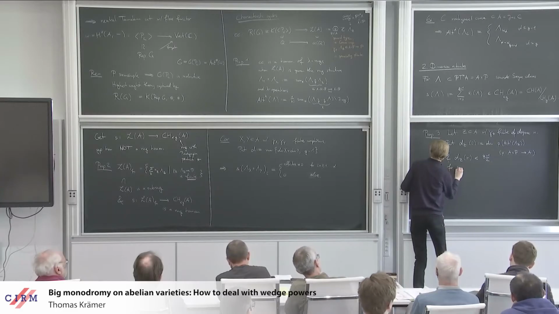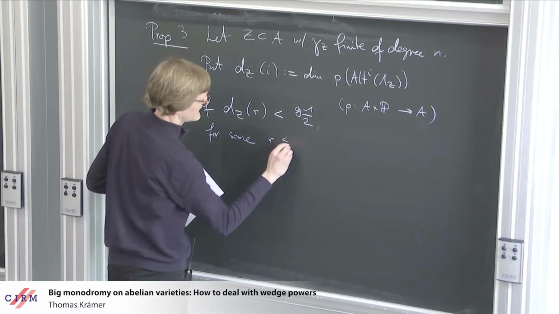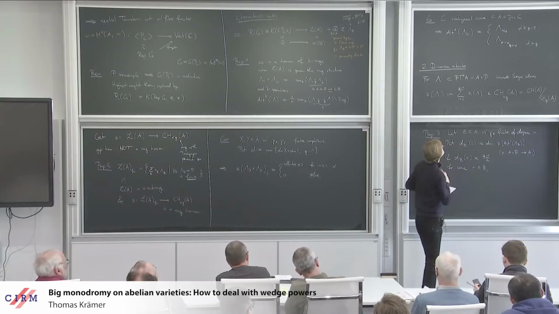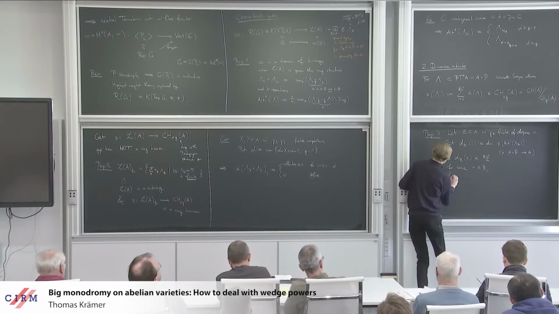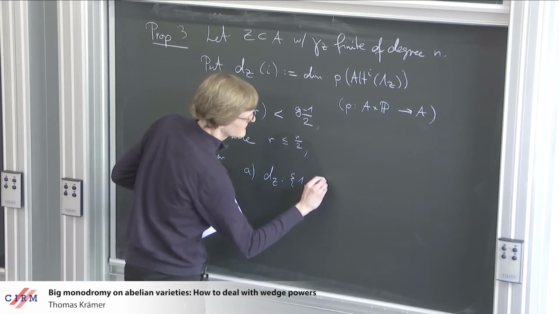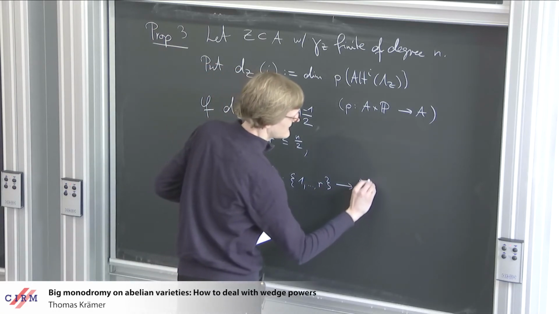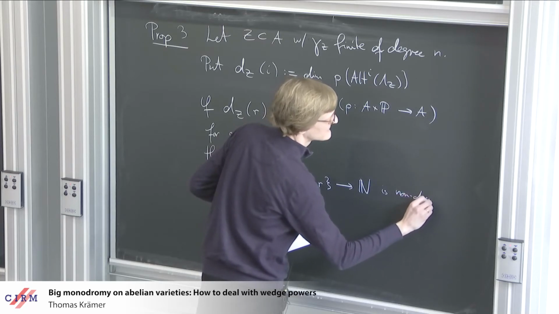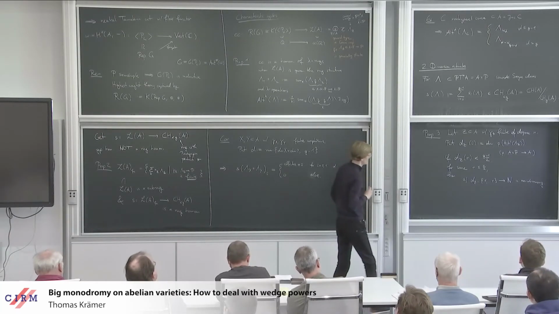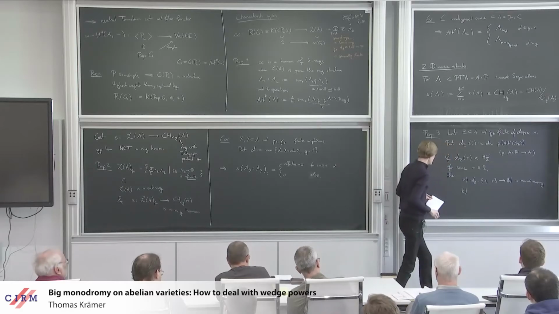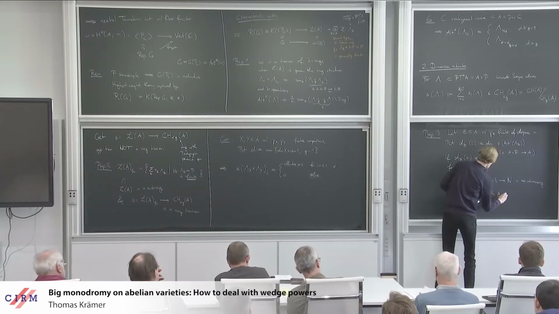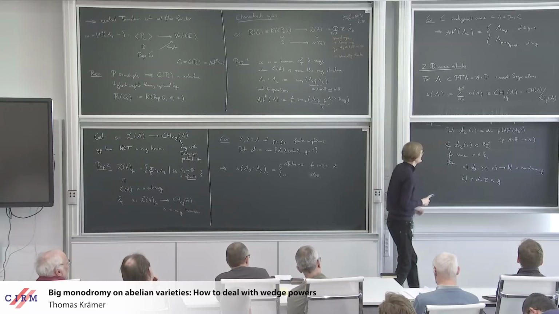And, well, this r should be at most n over 2. I mean, as usual, we are only going up to the middle wedge power, like in the case up there as well. Then this function d_Z from 1 up to r going to n is non-decreasing. So the situation is precisely as in this curve example. And then from this you deduce that r times the dimension of Z is less than g. And then from this you actually deduce everything.